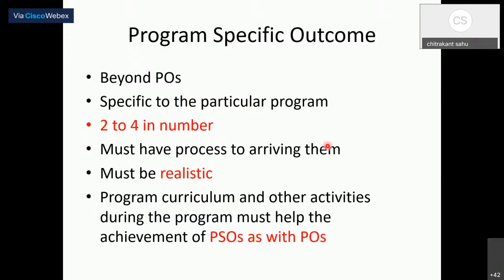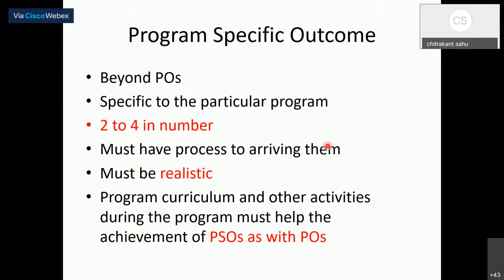Apart from that, there is another thing that is called a program specific outcome. So what is that program specific outcome? It is beyond the POs, that is, the program outcomes. Beyond POs, it is specific to the particular program, because the 12 number has been fixed by the NBA of India. It is also called the USP, unique selling point of the program.